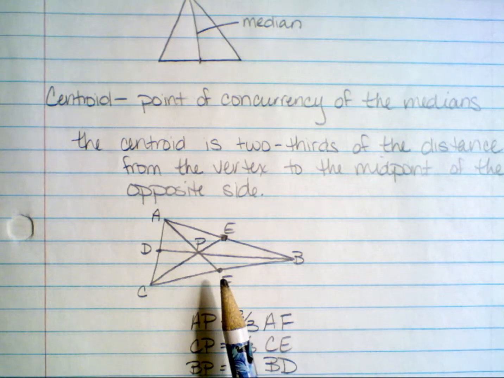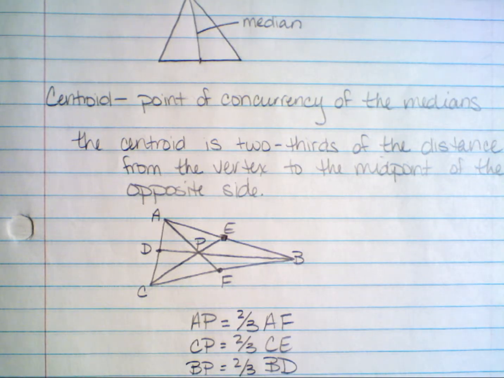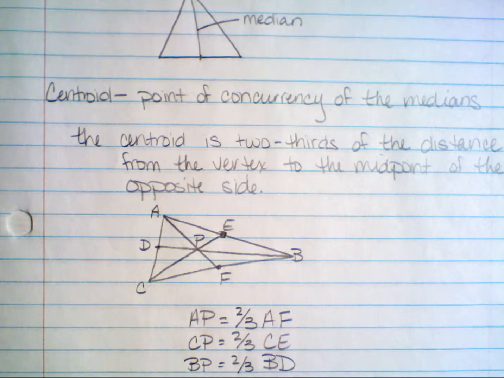which means then that PD is 1/3. Okay, so that's important to know because now that we're winding up our proofs, and hopefully you see that we're getting a little bit more algebraic, we're going to start looking at using these things to find distances and things like that.